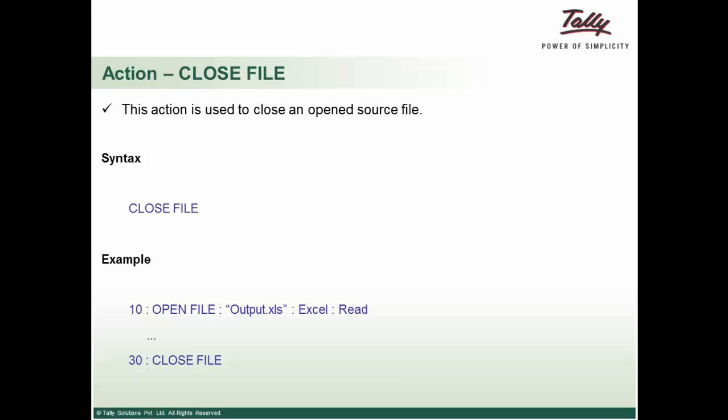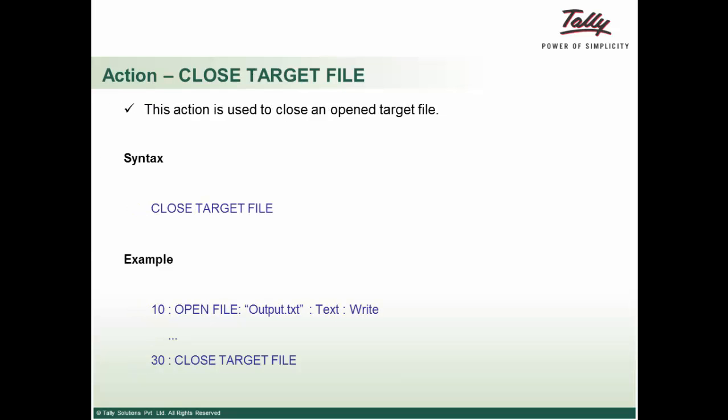Then close file. This action is used to close an open source file. So close, when you write, is just to close the existing source file. To close a target file, it is close target file. If you don't have a separate action, when you say close file, both the files will be closed. So to close a source file, it is close file. To close a target file, it is close target file.